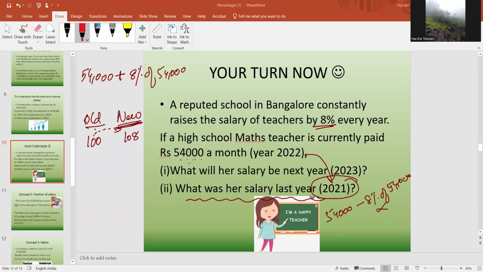But in reality, my current new salary is 54,000. So what was it back in 2021? Cross multiply. Okay. You basically divide 54,000,000 by 108 and you would get an answer, 50,000.